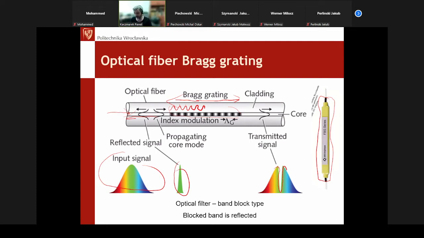The same will happen if you change the temperature of the fiber. Because of the temperature, the fiber also elongates, so it means we are also changing the period of such a Bragg grating.